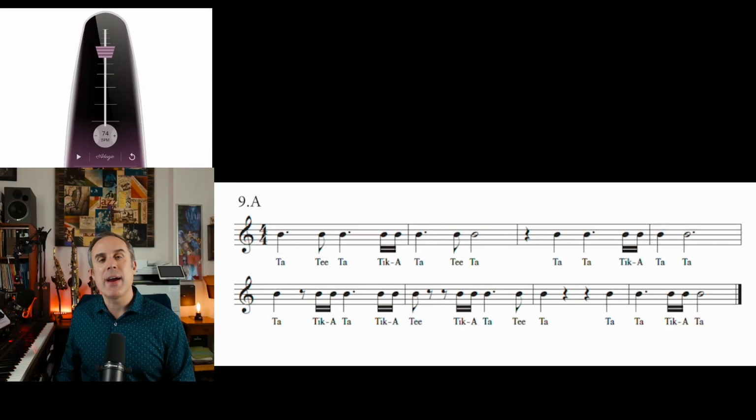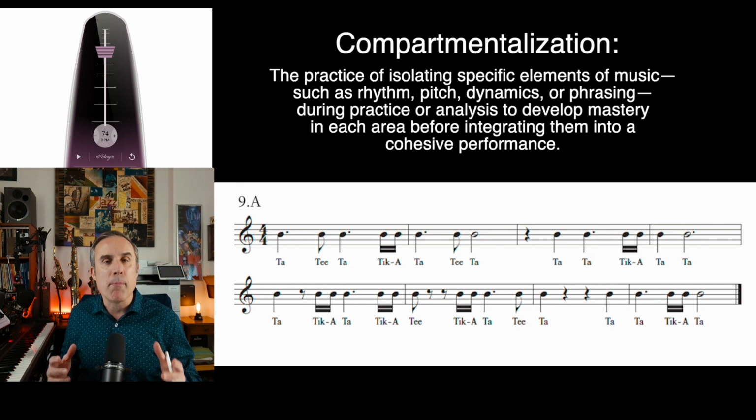All right, here we are at exercise 9A, and just as in previous videos, I'm going to go beat by beat, measure by measure, and analyze this exercise. Afterwards, we'll perform it with a metronome. But before we do that, I want to talk about a concept I mentioned in last week's video, and that concept is compartmentalization. Now, that's a big word, but simply put, what it means is breaking things down into small, manageable pieces so that we can better comprehend or perform more complex concepts or ideas.